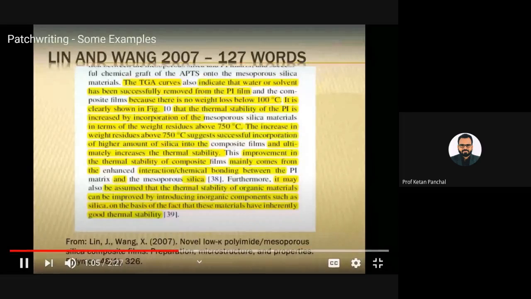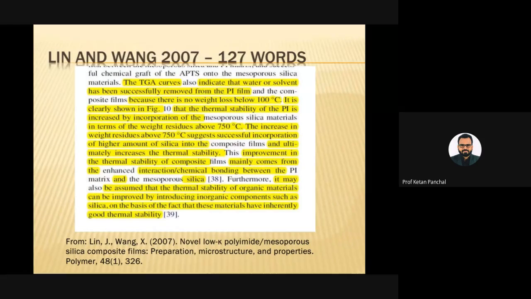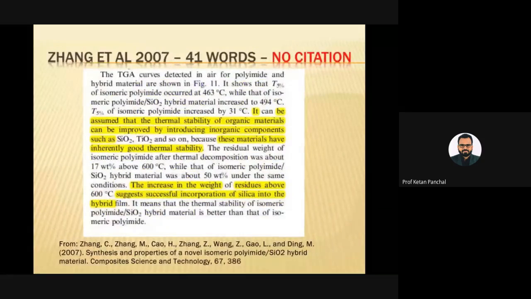In 2007, Lin and Yang copied 127 words from Wahhab's article on page 326 of their article. They supplied 2 citations, neither of which is to the correct paper, and they do not use quotation marks around the verbatim section. In 2007 again, Zhang et al. copied 41 words from Wahhab's article on page 386 of their article. They supply no attribution and do not use quotation marks around the verbatim section.